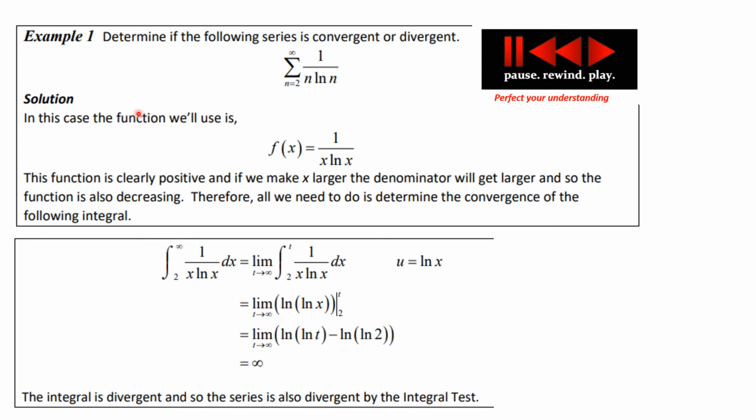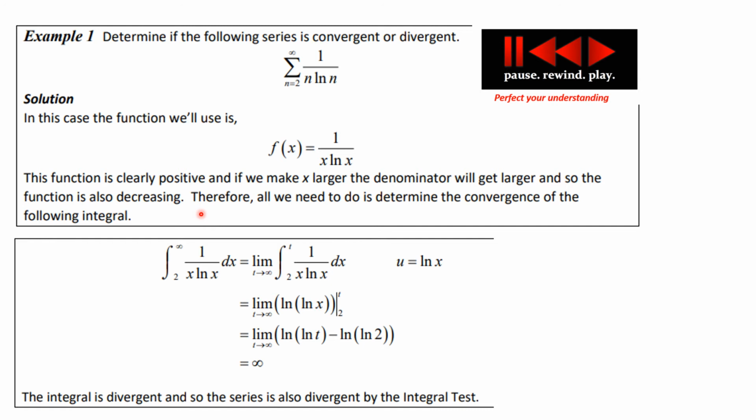Okay, in this case, using the integral test, we just need to talk about the function f of x equal to 1 over x ln x. Now this function is clearly positive, and if we make x larger, the denominator gets larger, so it's also decreasing. You see, you do have to verify that it satisfies the preconditions of the theorem. But therefore, all we need to do is determine the convergence of the integral.